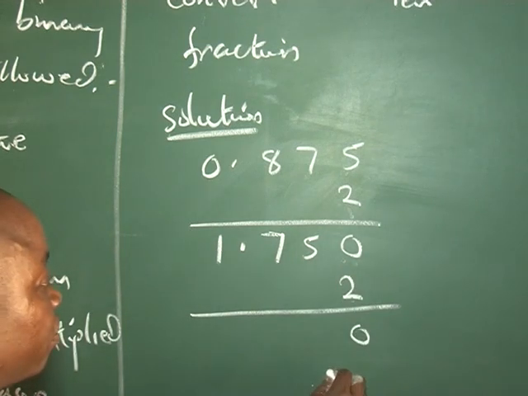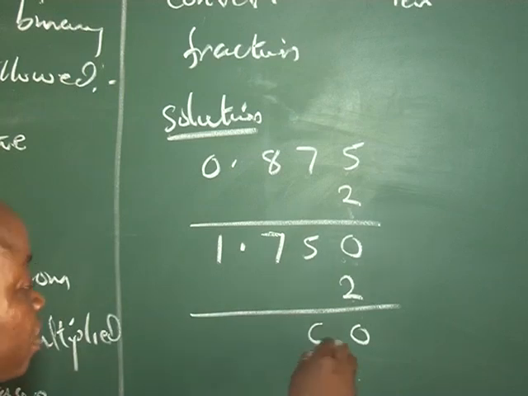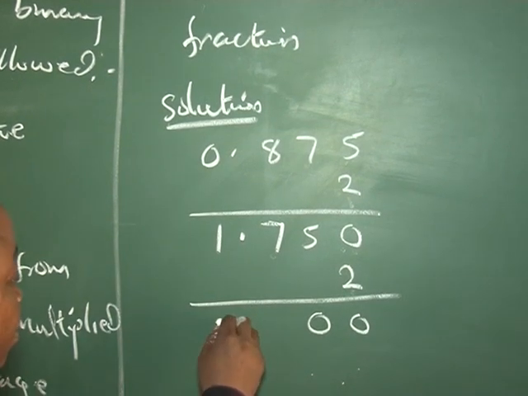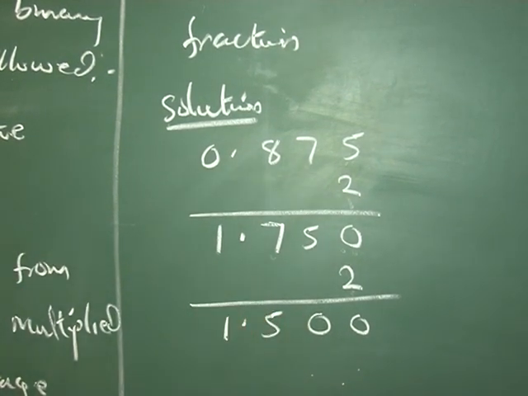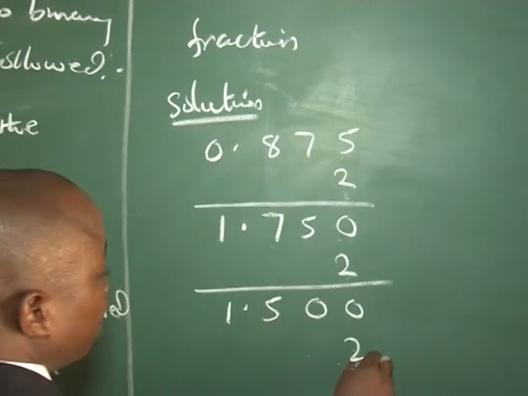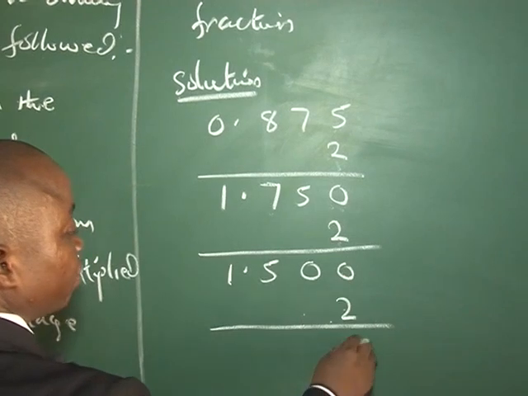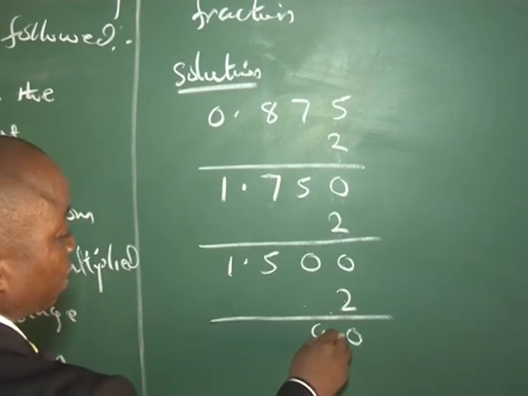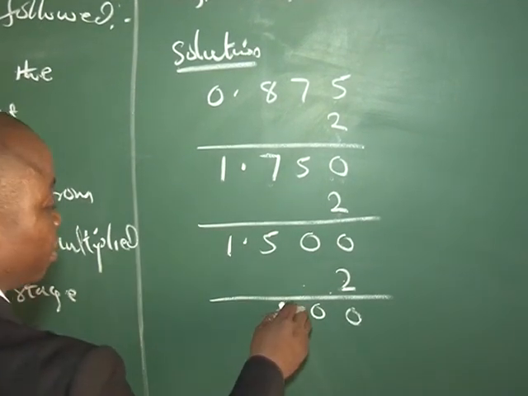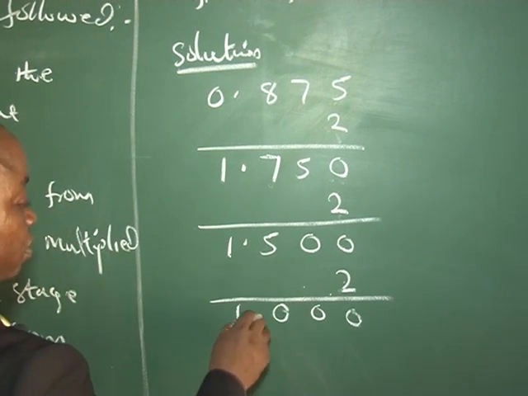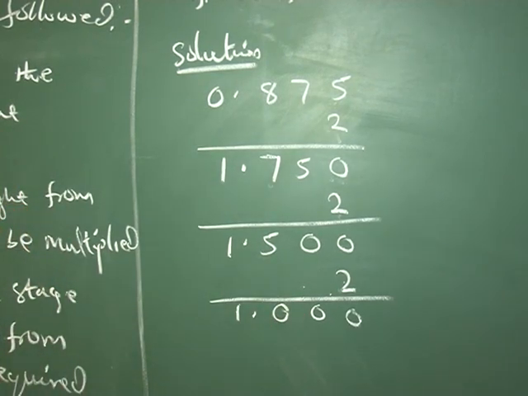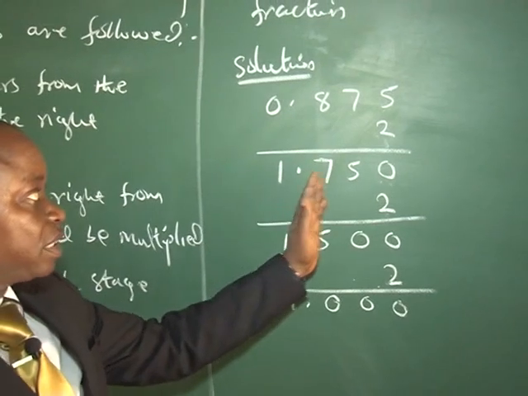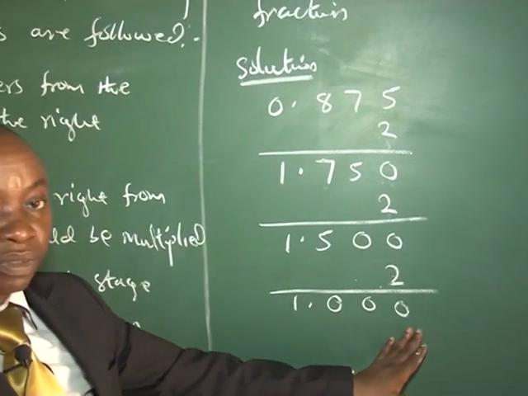2 times 0, 0. 2 times 5 is 10. You carry 1. 2 times 7, 14, plus 1, we have 15. Now, if we go again to this stage, we multiply by 2. 2 times 0 gives us 0. 2 times 0 also gives us 0. 2 times 5 is 10. So we keep the 10. Now, at this stage, we have seen that the number for the decimal part has all become 0.